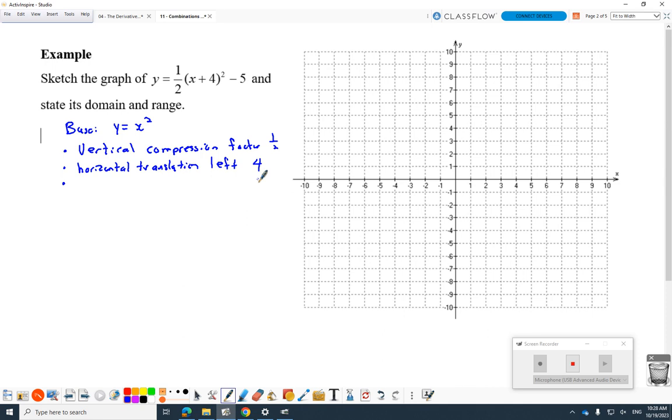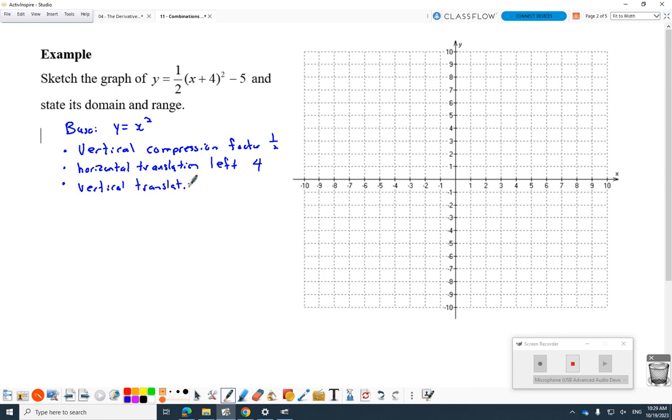Horizontal translation left 4. And then there's finally one last one. It's just down 5. It's just down 5. Most people think that outside one sticking out there is the easiest one. I'll write the fancy words. Vertical translation.